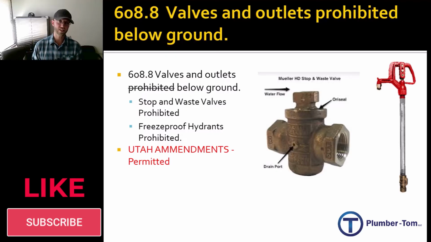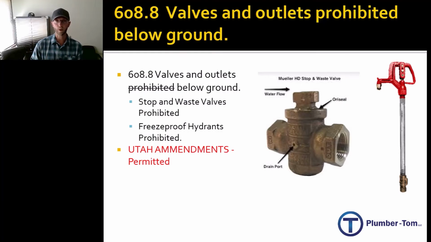The 608.8 talks about valves and outlets prohibited below ground, specifically prohibiting the use of stop and waste valves and freeze-proof hydrants. Why? Because both of these have a drain port, a little weep hole, so when you shut it off, it drains down everything that's downstream into the ground. And the problem with that being that whatever contaminated water may be in the ground around the valve could possibly be conveyed or siphoned into the potable system. So they say these are completely prohibited.